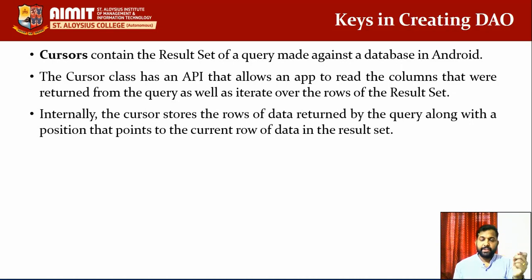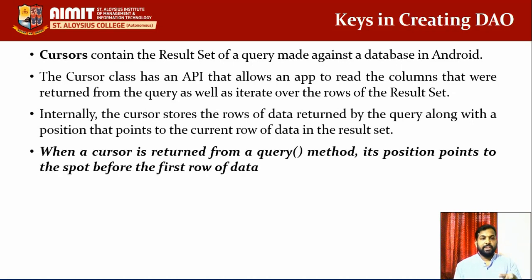If you remember, in result set we use the word rs.next. Here also the same concept is available. I've highlighted that specific sentence. I want you to remember this. When a cursor is returned from a query method, its position points to the spot before the first row of data. Which means, imagine if there are 5 records, the position of the rows will be 0, 1, 2, 3, 4. But the cursor will be pointing at -1.